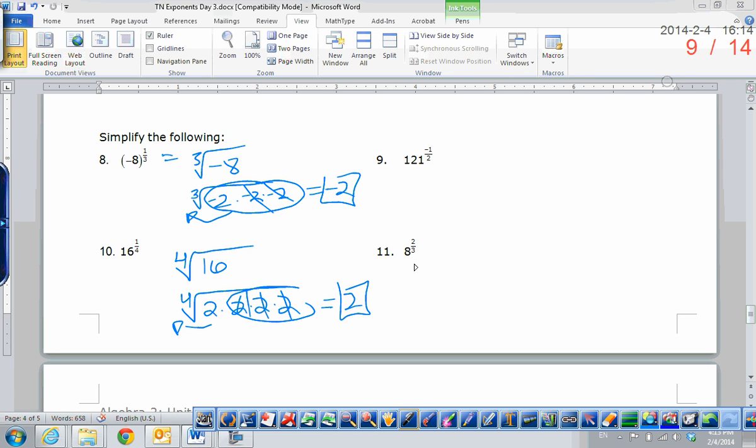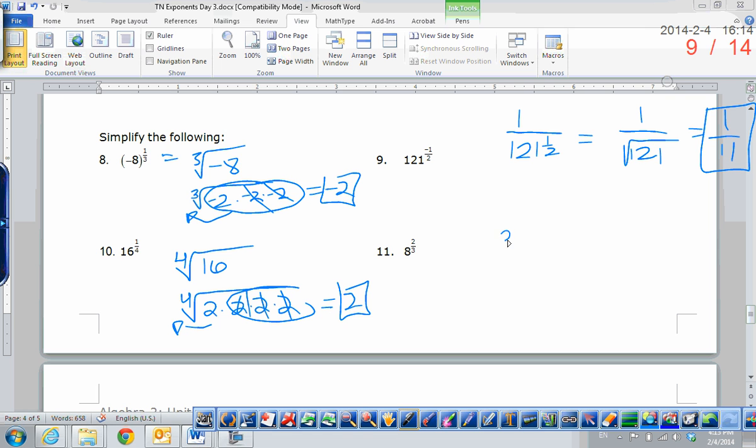Number 9 and 11. Number 9's got a fraction and a negative number. Don't let that freak you out. Negative just means we put it in the bottom. This is where knowing the rules comes in handy. Then 1 over the square root of 121, because that's what 1/2 means. Square root of 121 is 11. So my answer is 1/11.